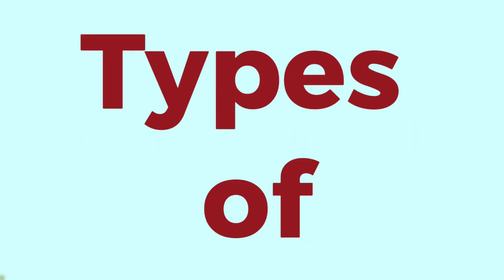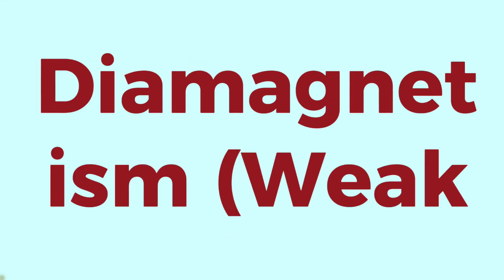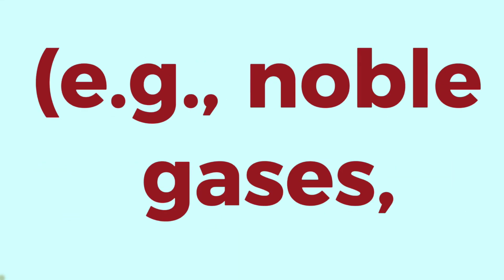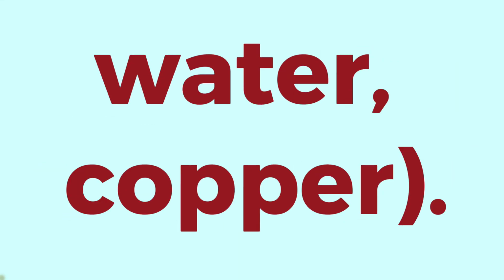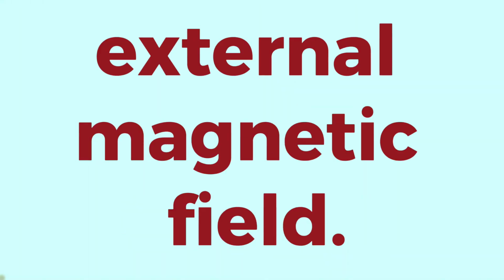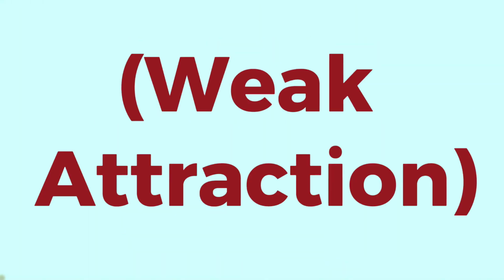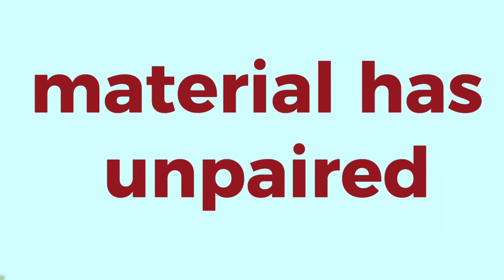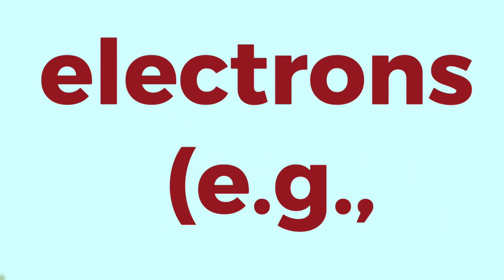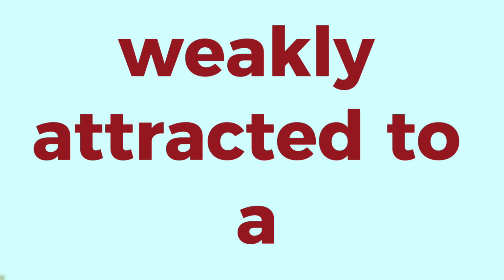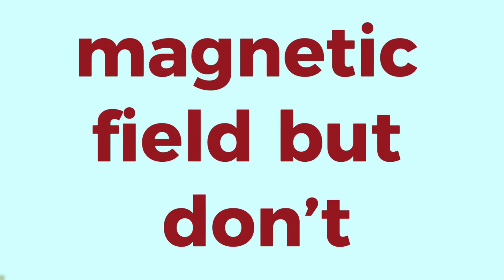2. Types of magnetism. 1. Diamagnetism, weak repulsion, occurs in materials where all electrons are paired, for example, noble gases, water, copper. These materials repel an external magnetic field. 2. Paramagnetism, weak attraction. Happens when a material has unpaired electrons, for example, aluminum, oxygen. These materials are weakly attracted to a magnetic field but don't retain magnetism when the field is removed.